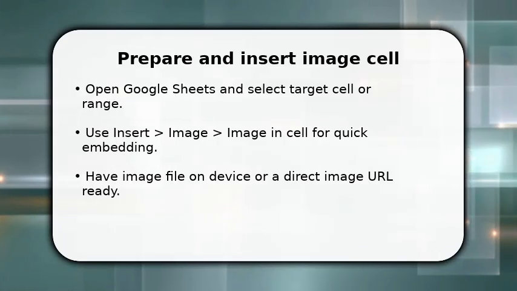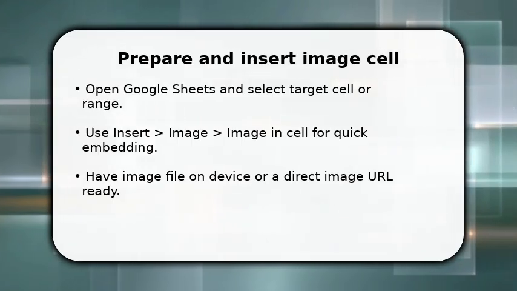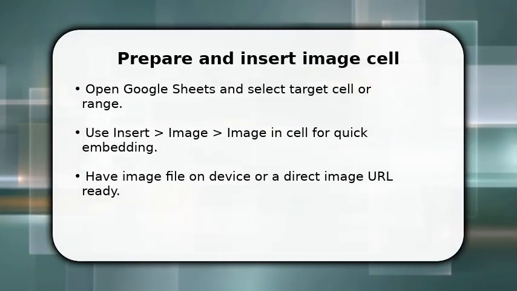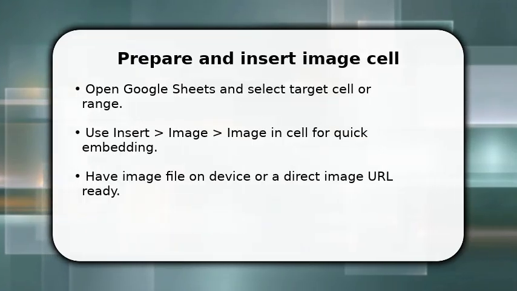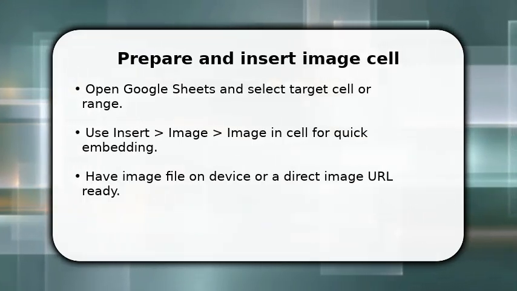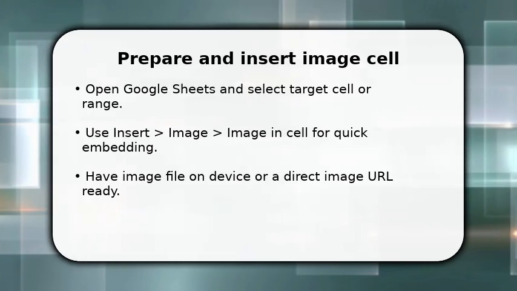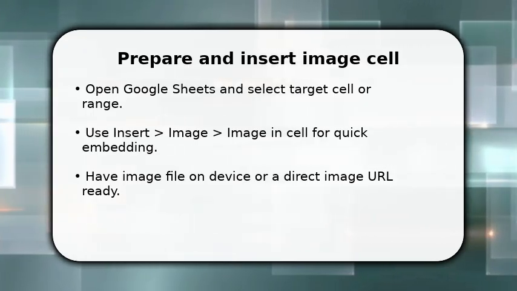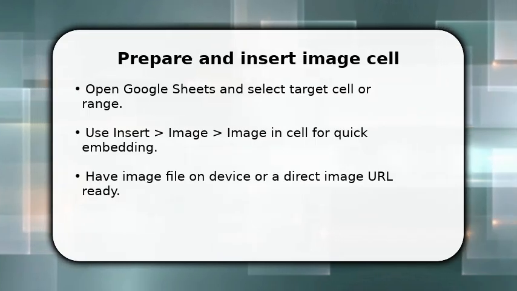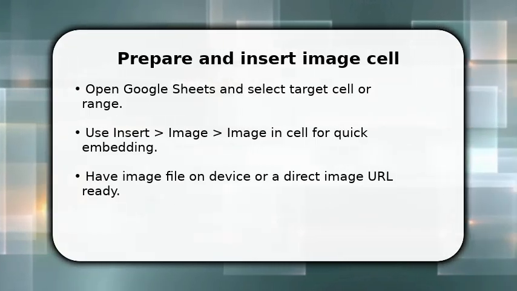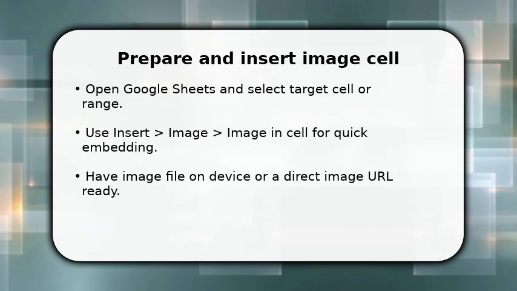You start by opening the exact Google Sheet and selecting the cell where you want the image to live. Once done, choose Insert, then Image in cell to embed it inside the selected cell rather than floating above. Make sure you have the image file on your device or a direct image URL available. This saves time and avoids upload errors.